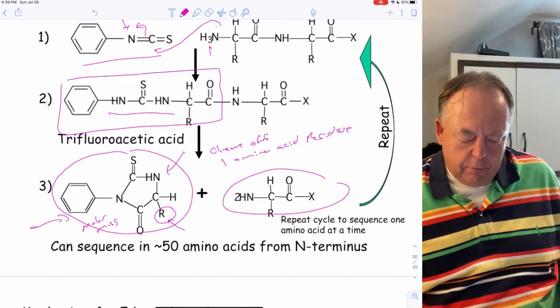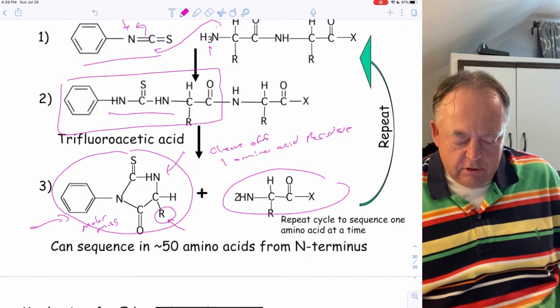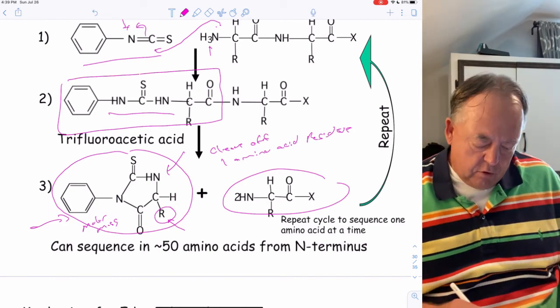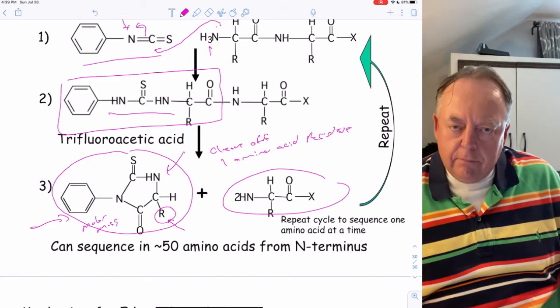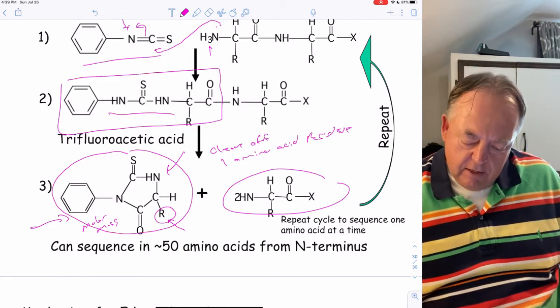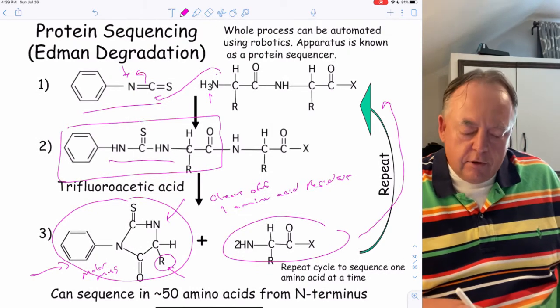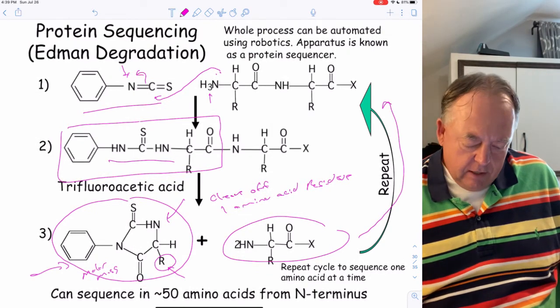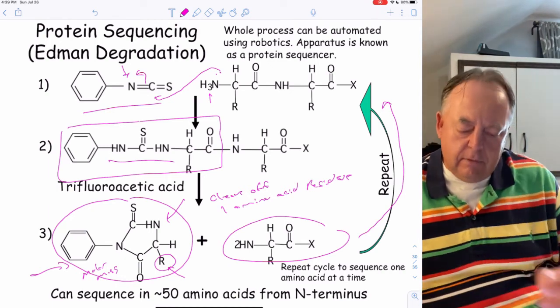And so if you hook this up to robotics, and when you go through one sequence, funnel this off to a mass spectrometer and get the mass on it, then you know what came off of the molecule, and then basically repeat. So you can put this through another sequence of Edman degradation and chop off the next amino acid, and then do it again and chop off the next amino acid.